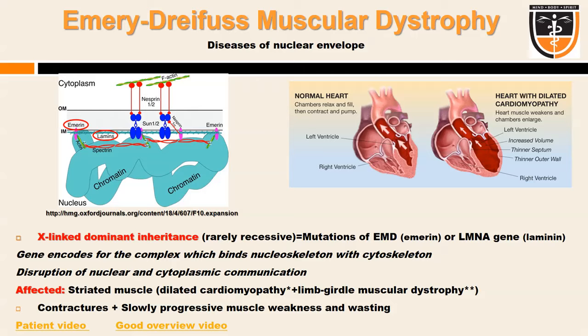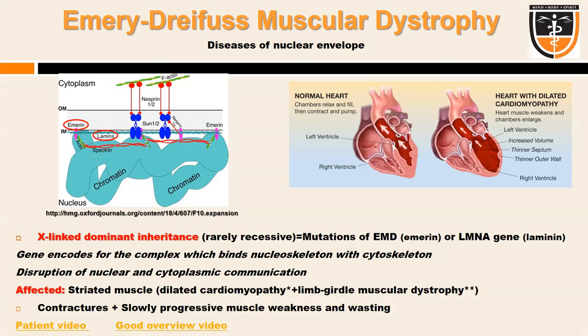Okay. So it's actually a disease of the nuclear envelope, and it affects individuals through X-linked dominant inheritance. What does that mean, guys? X-linked dominant means both males and females will get it: males will get it because they are XY, and females will get it because they are XX, but they have a dominant gene, so they will actually get the disease. It's rarely recessive.